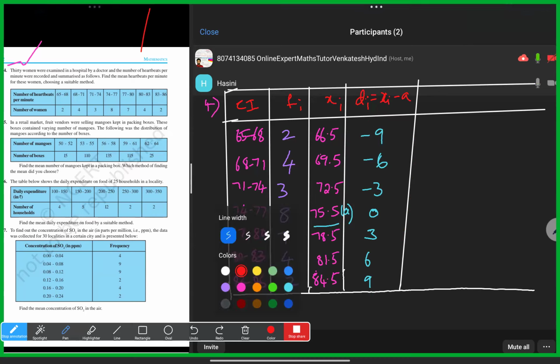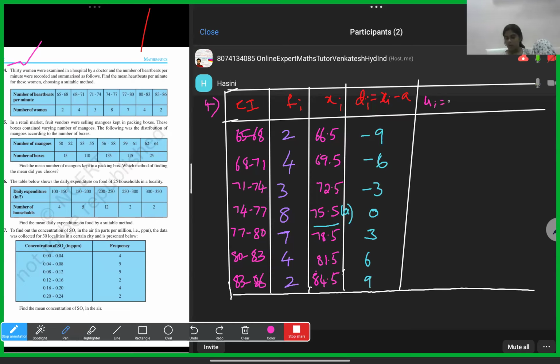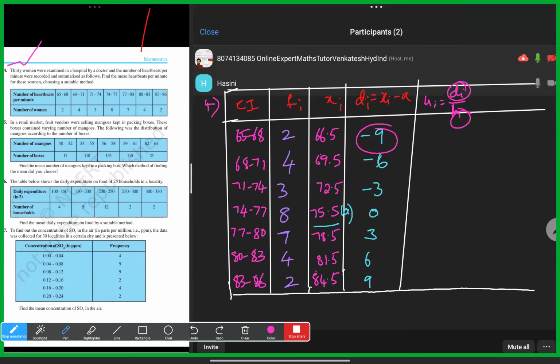Here, what I am doing is we will take a new column called ui. ui is nothing but di by h. Whatever the value present in di, you have to divide it with h. h is mostly the class size, which is 3.